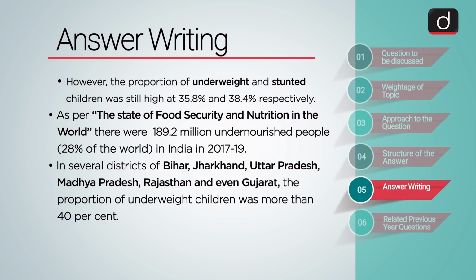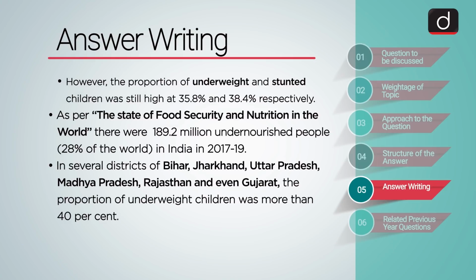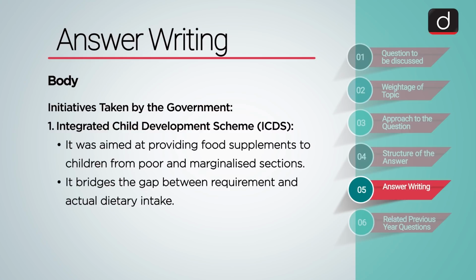As per the State of Food Security and Nutrition in the World, there were 189.2 million undernourished people, 28% of the world, in India in 2017-19. It is a combined report of FAO, IFAD, UNICEF, WFP and WHO. In several districts of Bihar, Jharkhand, Uttar Pradesh, Madhya Pradesh, Rajasthan and even Gujarat, the proportion of underweight children was more than 40%. Now we focus on government initiatives to reduce malnutrition.